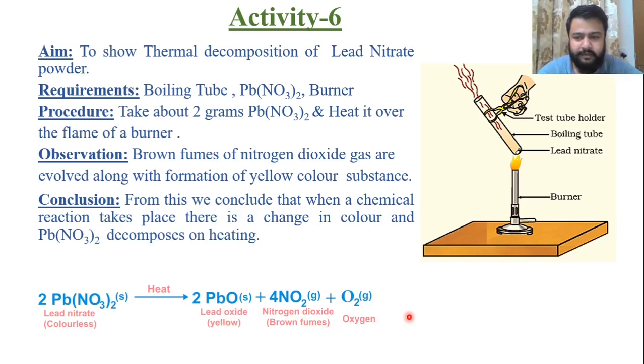Questions from this activity will be: what are the brown color fumes? What is the chemical formula of the brown color fumes? That is NO2 gas. Or sometimes they may ask questions like: a nitrate compound A when heated gives a brown color gas. Name compounds A and B. Write the chemical equation. So these types of questions will be there. You need to remember the observation part and this chemical reaction.